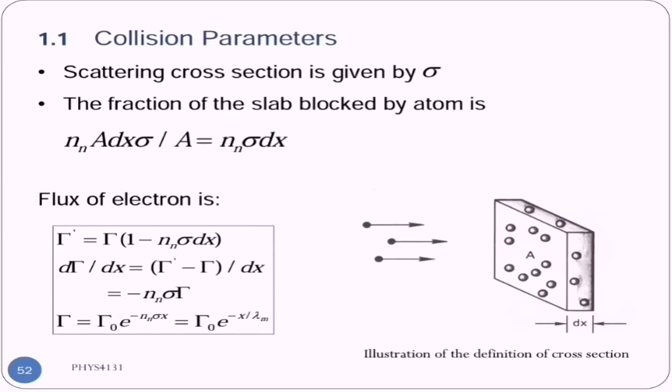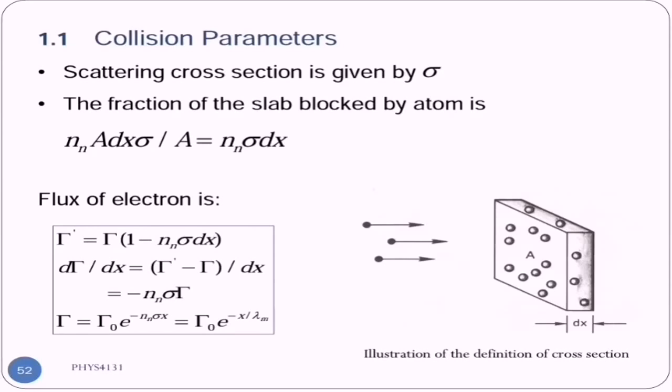Illustration of the definition of cross section is shown here. Electrons are incident upon a slab of area capital A and thickness dx containing n neutral atoms per meter cube. The atoms are imagined to be opaque spheres of cross-sectional area sigma, that is, every time an electron comes within the area blocked by the atom, the electron loses all of its momentum.